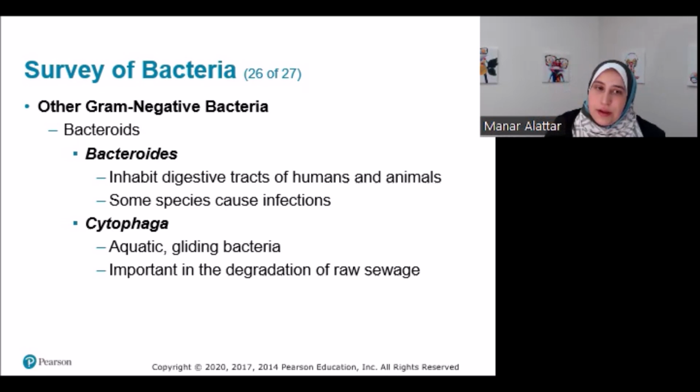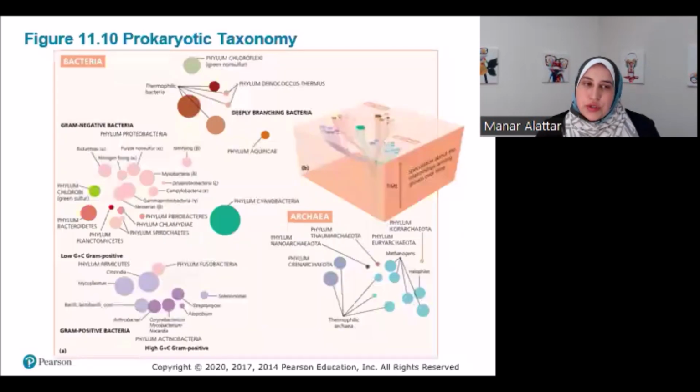Then you have Cytophaga, which is an aquatic species that is able to break down various carbohydrates and is relevant because it will actually break down man-made structures within aquatic settings, like the hulls of boats and piers and things like that. Those artificial structures, it'll break those down.